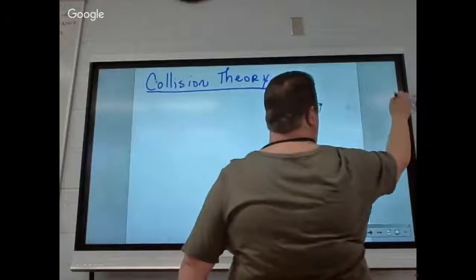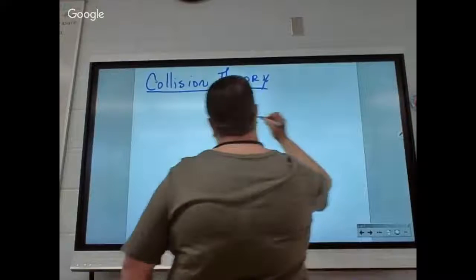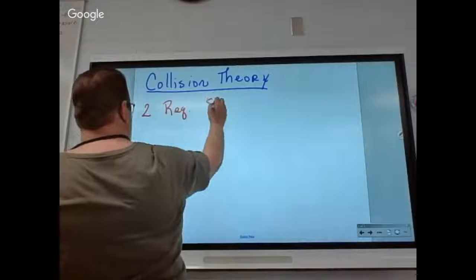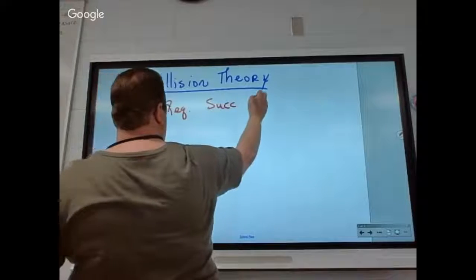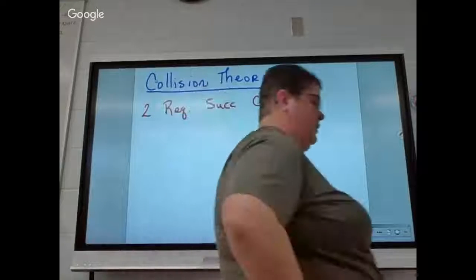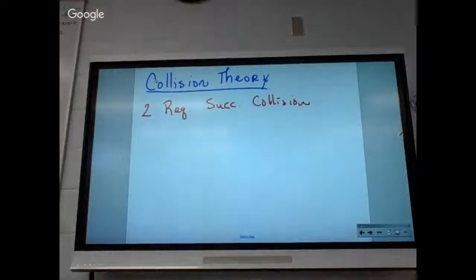All right, what were the two requirements for a successful collision? Sufficient energy and proper orientation. Okay? So we want to have successful collisions. The two requirements were to have proper orientation and enough energy.